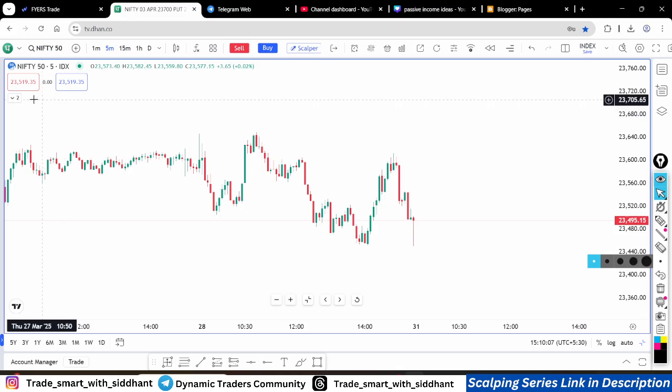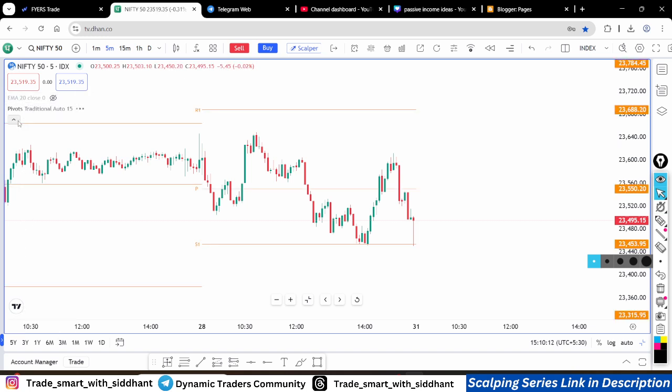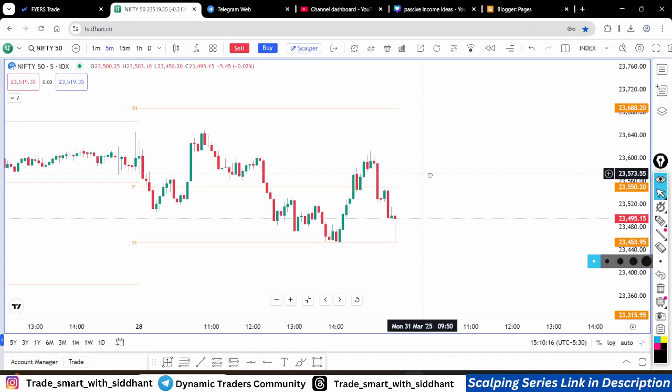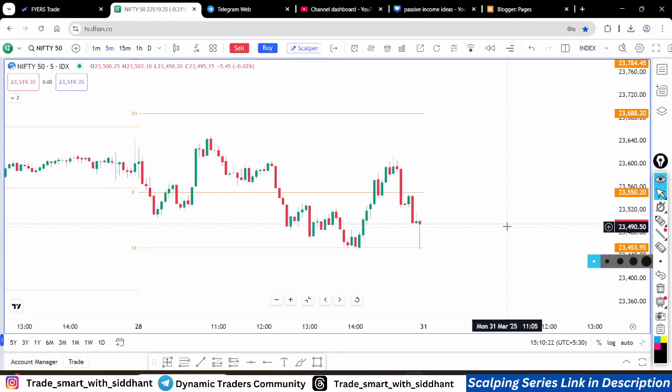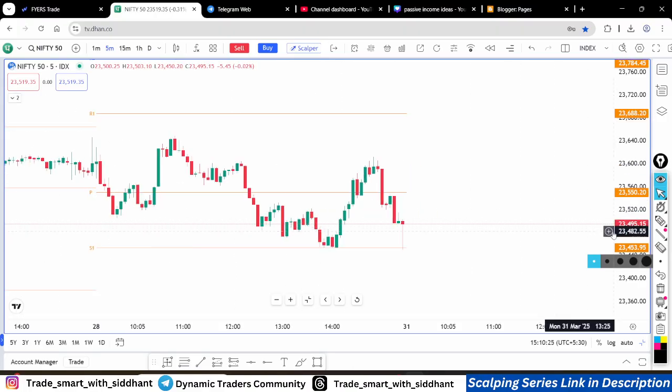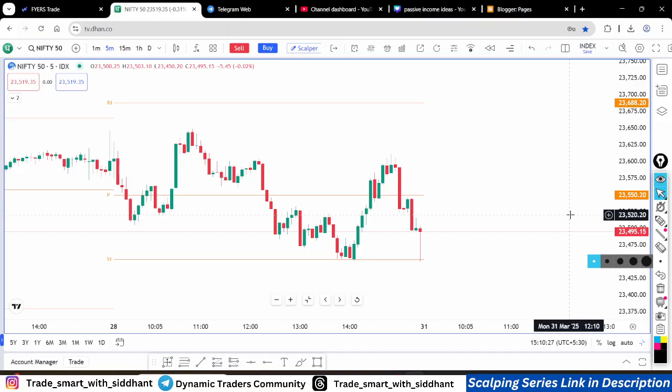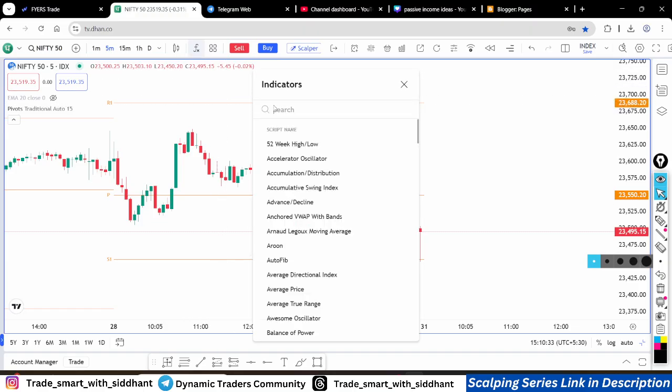The first will be the pivot level. First we will cover this pivot level, then we will move on to the 20 EMA. Now as you can see, we have applied the pivot level. It's a standard pivot level. You can apply that in your demat account. If you are using Dhan or Fyers, you just apply pivot and it will come right in front of you.